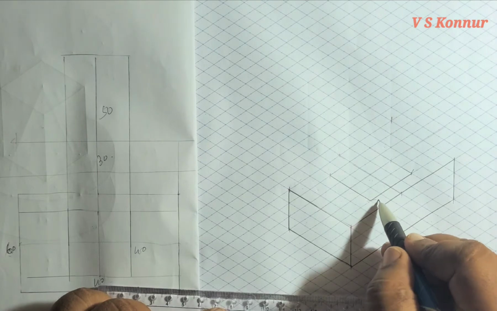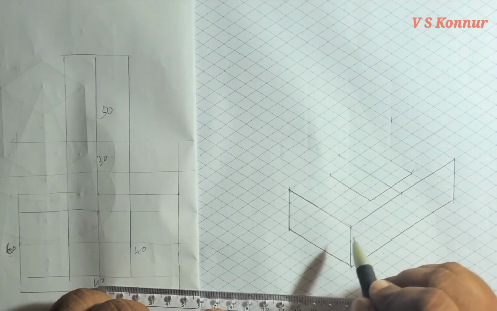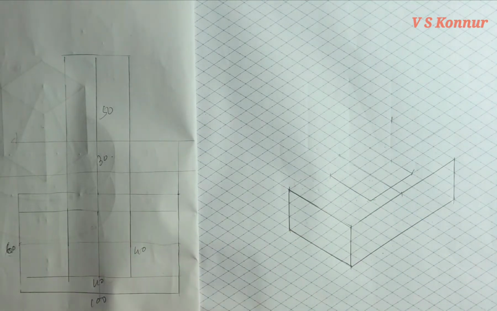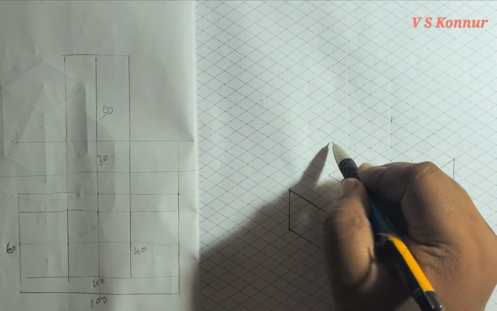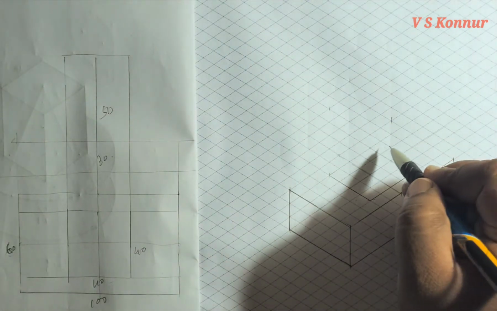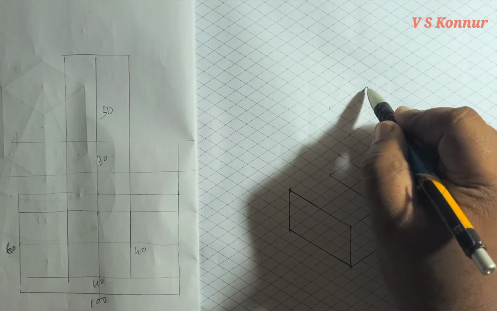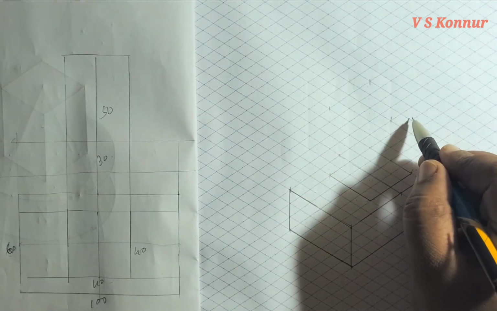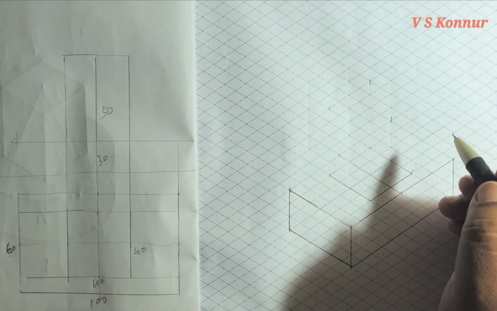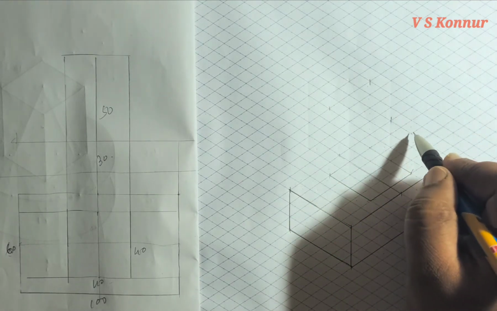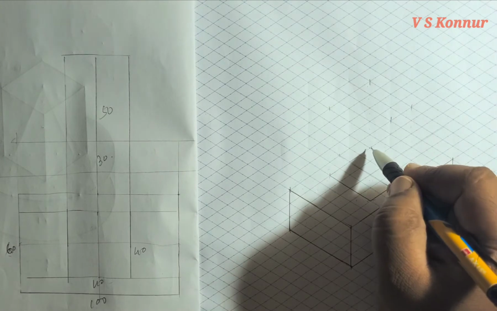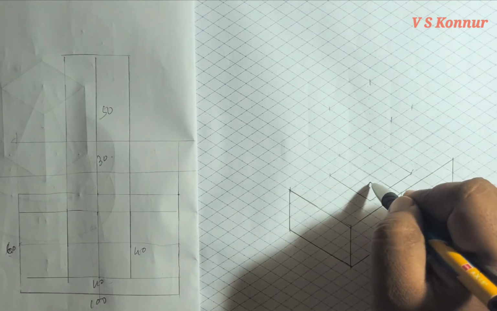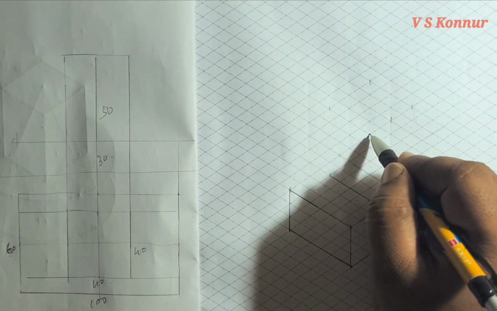Now the 40 by 40 square is transferred at the bottom, and it has a height of 50. 1, 2, 3, 4, 5 from here, and the same from each corner.